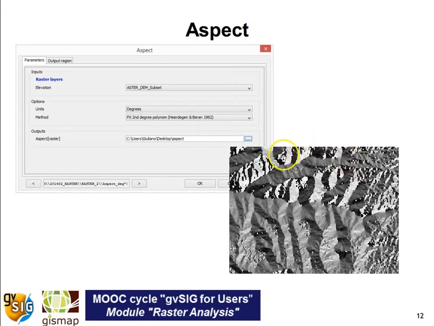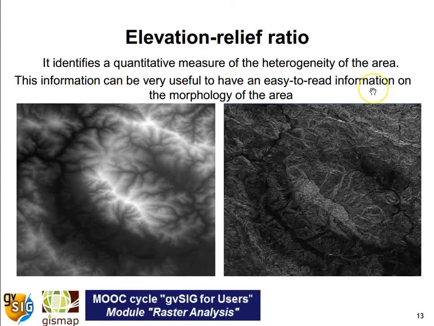As this is the result, as before, you define the DEM, the degrees, the method, and the output. It will be a raster file. And also here you have a grayscale image.